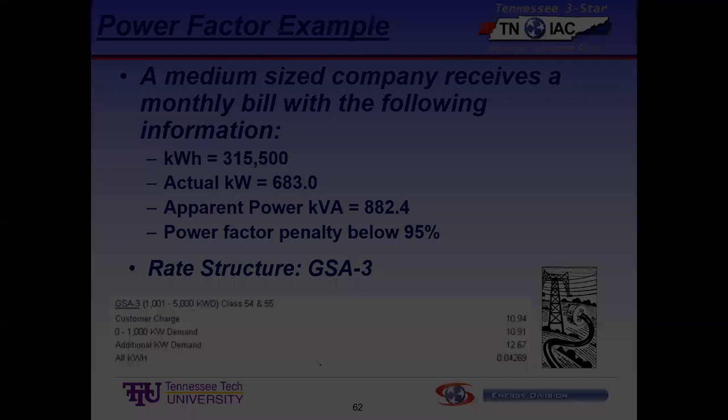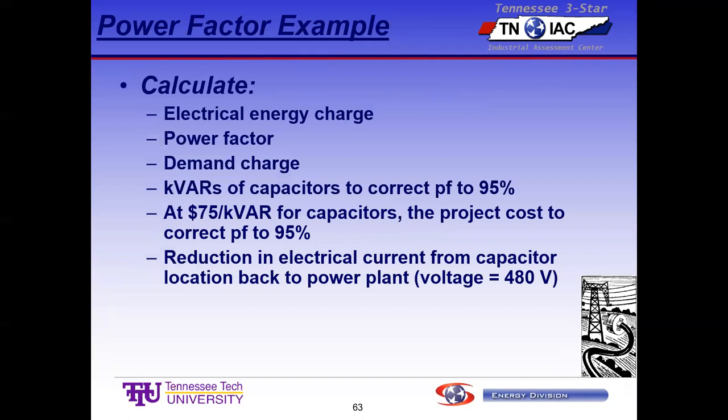Okay, so we want to calculate all of this: the electrical energy charge, the power factor, the demand charge, and the kVARs of capacitors needed to correct power factor to 95%. Assuming that capacitors cost about $75 a kVAR to purchase, what's the cost of the project to correct power factor to 95%? And the reduction in electrical current.